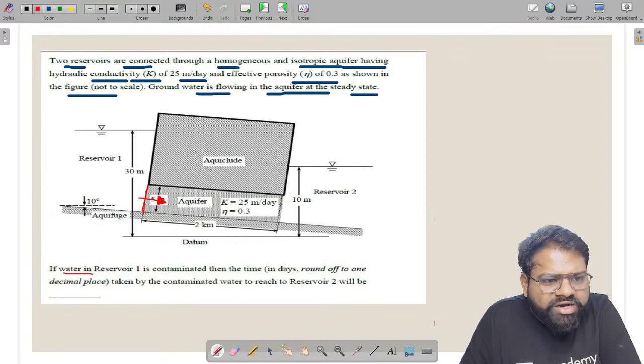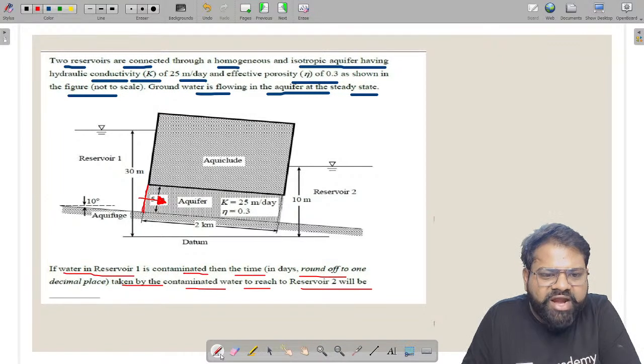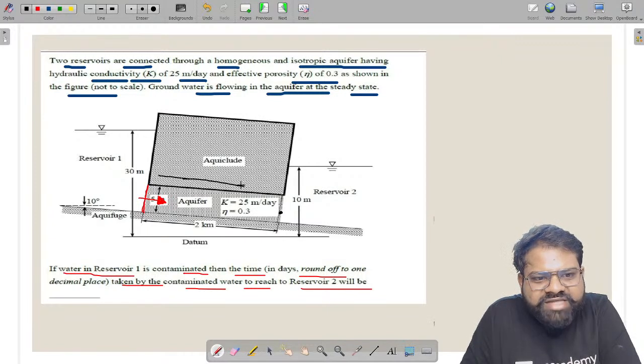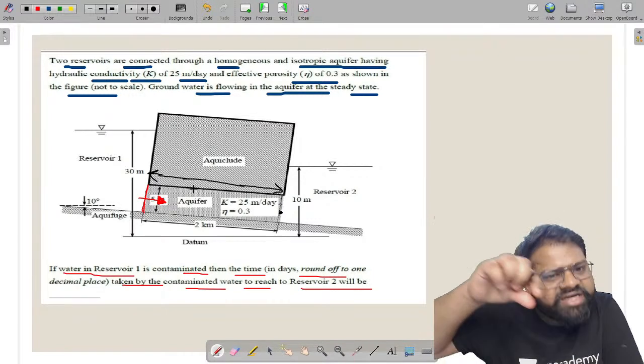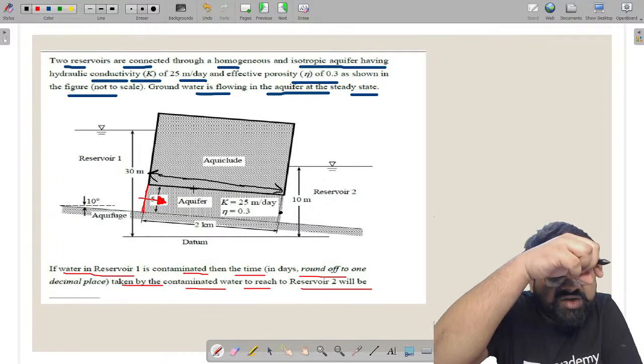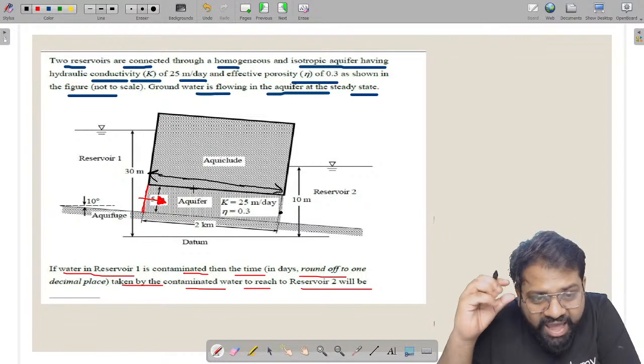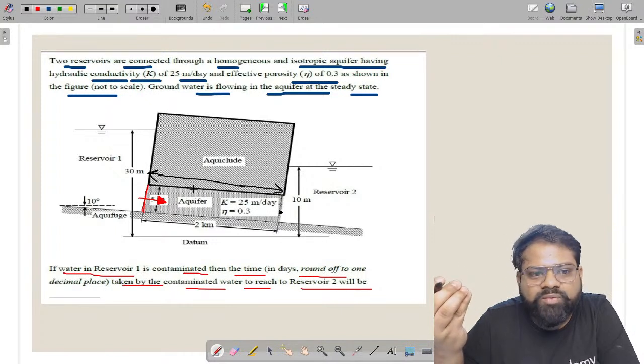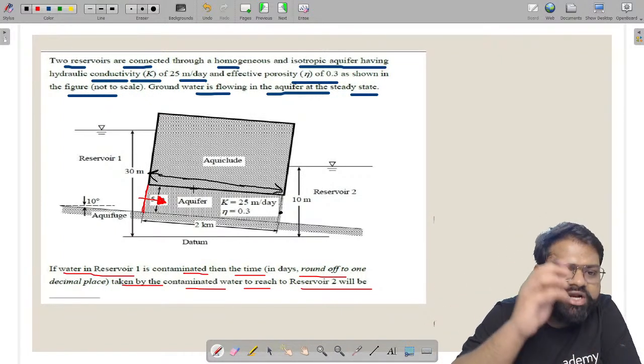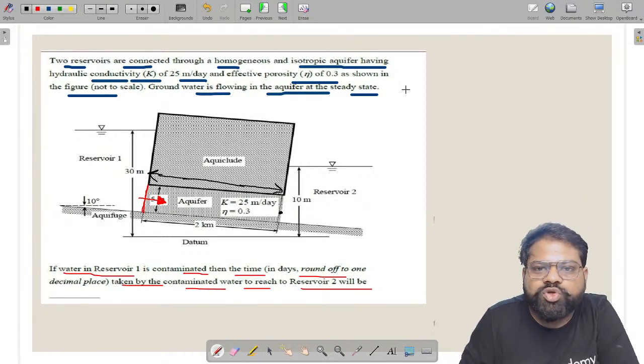Moving forward, if the water in reservoir 1 is contaminated, then what is the time in days taken by the contaminated water to reach reservoir 2? What he is trying to say is, if we release a contaminant at reservoir 1, how many days will it take to reach point B, or reservoir 2? So we have to find the time taken by the contaminant. The contaminant will move through the voids of the soil, just like a tracer. The velocity of the water flowing through the voids is called the seepage velocity.